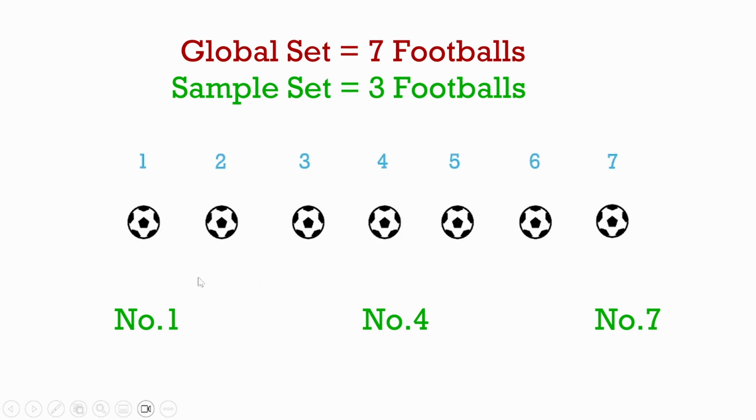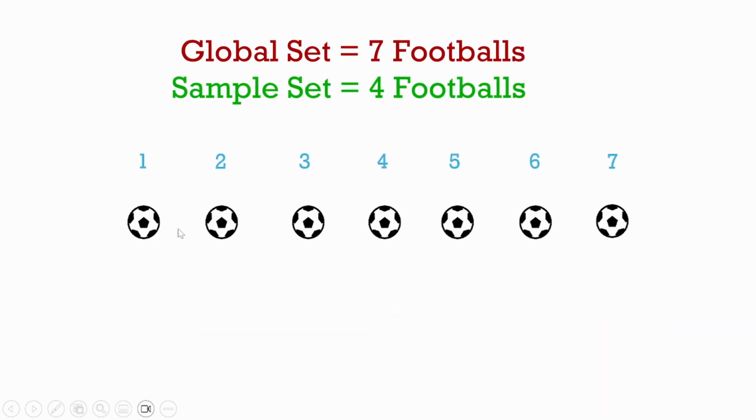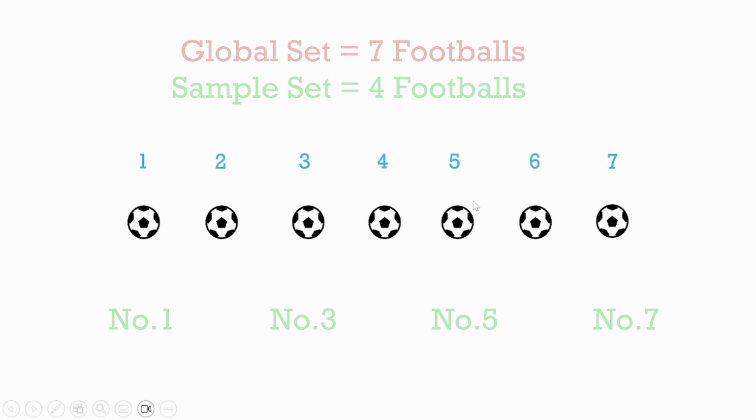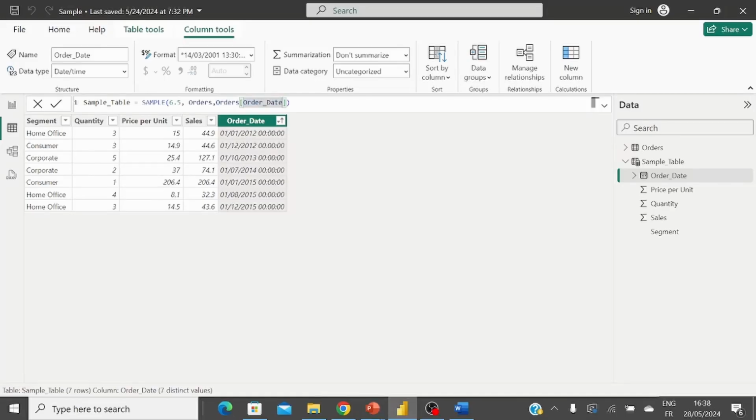Now instead of a subset of 3, what happens if there's a subset of 4? It will take the first football, the last selection will be the 7th football, the second will be the 3rd football, and the third will be the 5th football. So this is one constraint that we have if we put in order by as the third argument rather than 0. If you want to have a random sample, you need to put in 0 in this third argument.